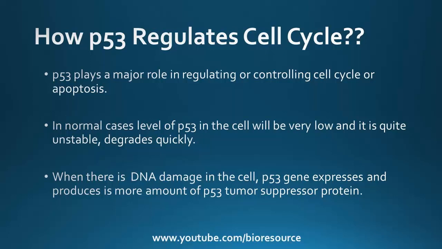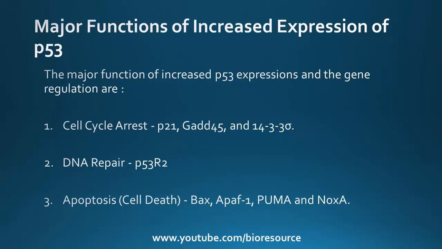and it is produced in large amounts. The major functions of increased p53 expression and gene regulation are cell cycle arrest, DNA repair and apoptosis, or cell death. So these are the major functions when there is an increased level of expression of p53. It will cause cell cycle arrest, DNA repair or apoptosis.